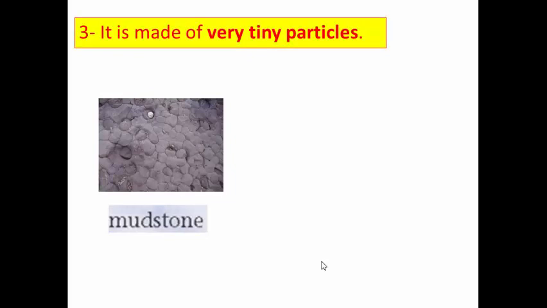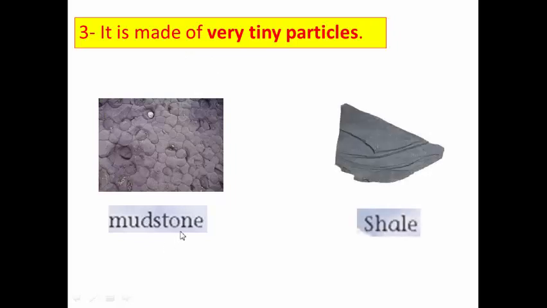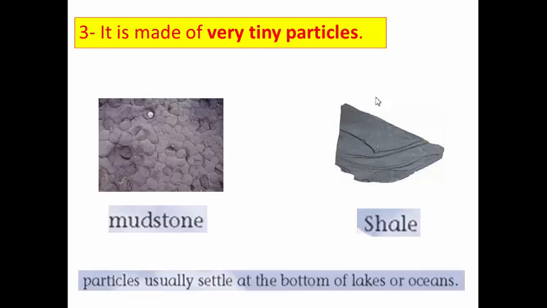So we have now the last type. It can be made of tiny particles, very tiny particles. They can form this third kind, and for example, mudstone and shale. We have two examples for this. Finally, these particles are very tiny, and they usually settle at the bottom of lakes and oceans.